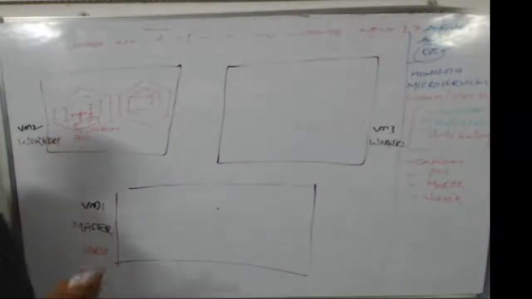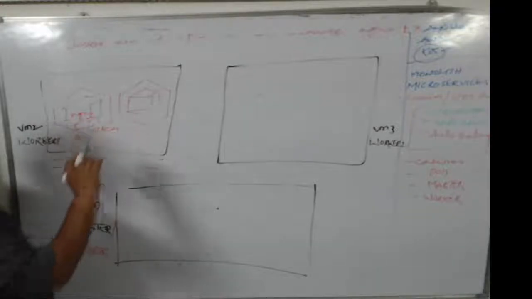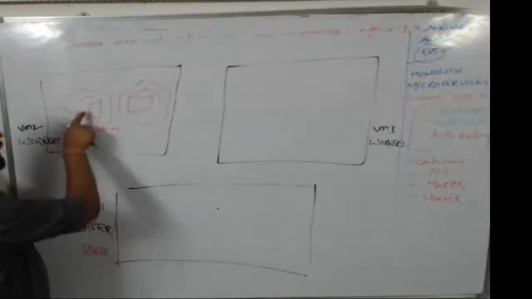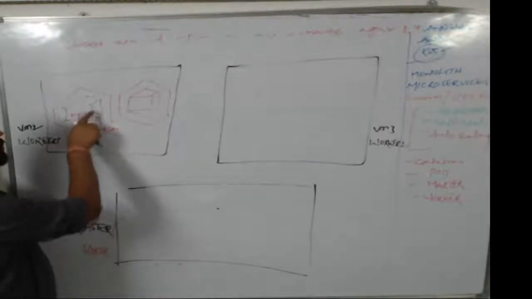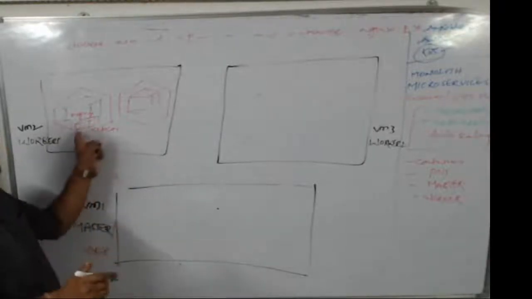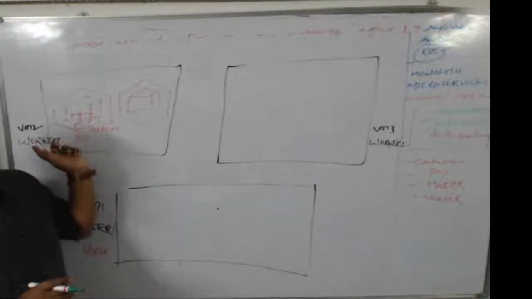Now, for the containers within a pod, everything is like a local network. They can talk to each other. They can access the file system of each other. They can talk to each other like they are in a localhost. So the networking among the containers inside a pod is really simple.